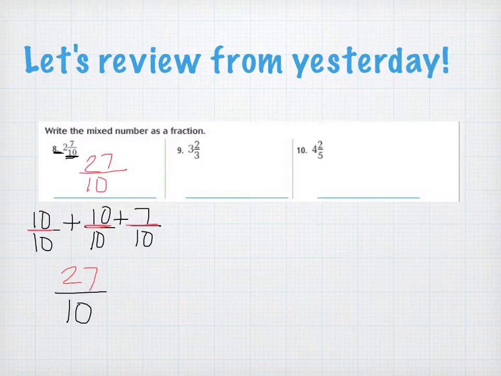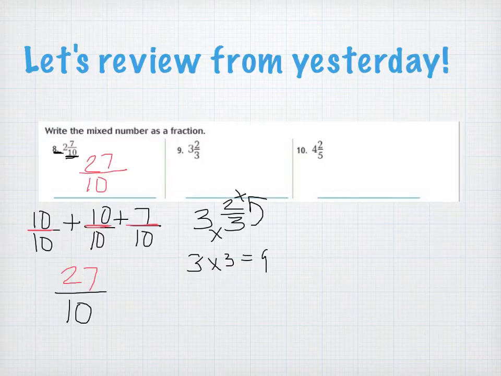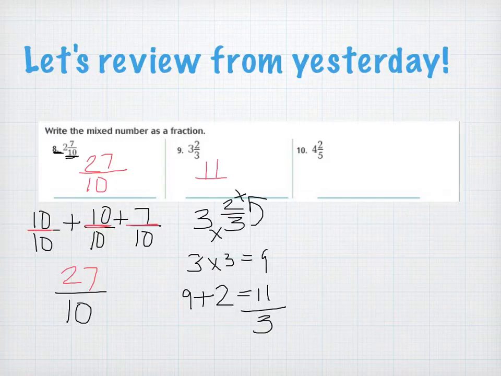There is another strategy that we can use. 3 2/3. In this strategy, we multiply the whole number by the denominator and then add that to the numerator. 3 times 3 is 9. 9 plus 2 more equals 11. And just like in the other one, we keep the denominator. So 11/3 is equivalent to 3 2/3.